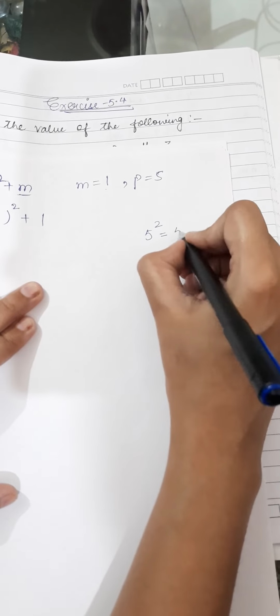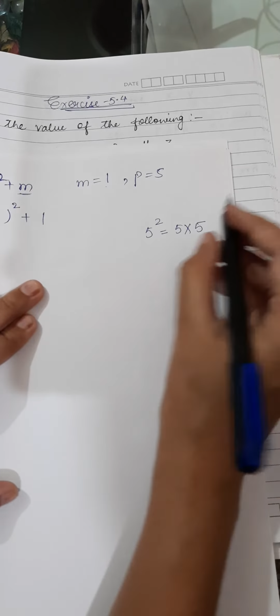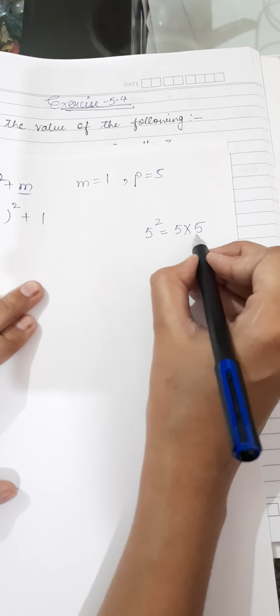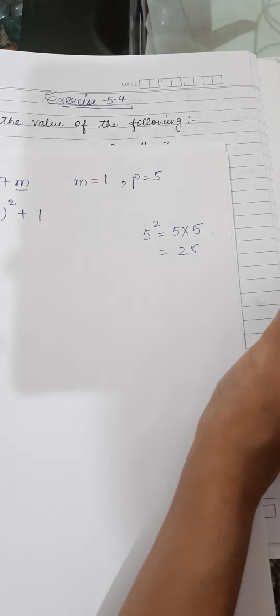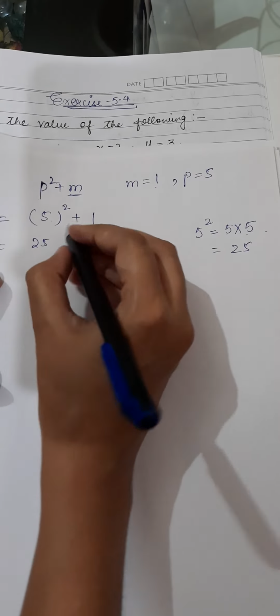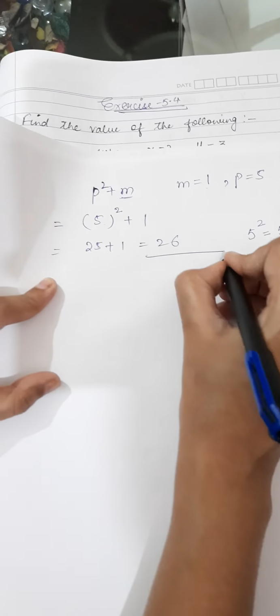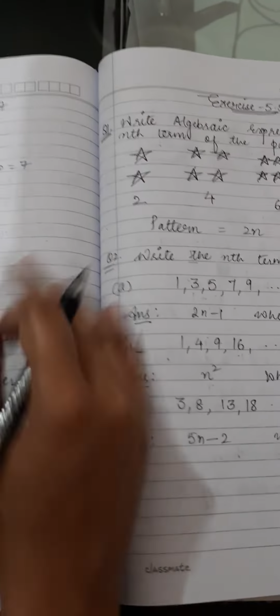How is 5 square 25? 5 square means 5 multiplied by 5. That means 5 is multiplied twice because the power is 2. And 5 fives are 25. Okay. So here will come 25 plus 1 and the answer is 26. Place the values simply and solve it the way they have given you. Okay. So this was your question number 4.